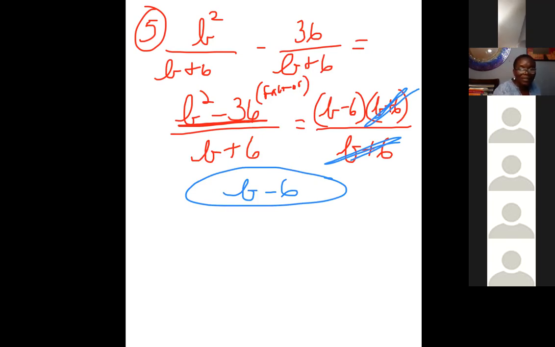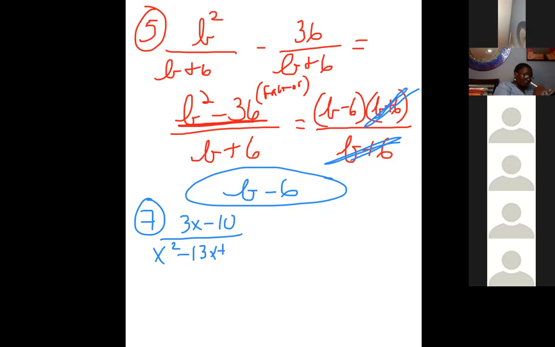Okay, this one is going to be number 7. It is (3x - 10) over x squared minus 13x plus 42. And this is the last one I'm doing in this section, unless somebody wants me to do a different one. And then the other one is (3 - 2x) over x squared minus 13x plus 42.